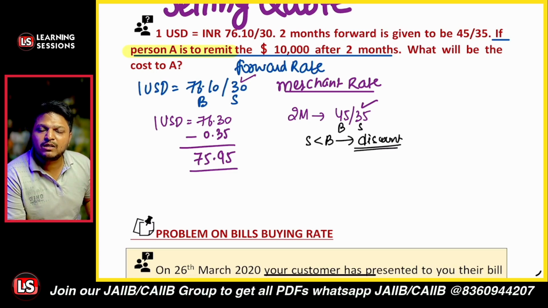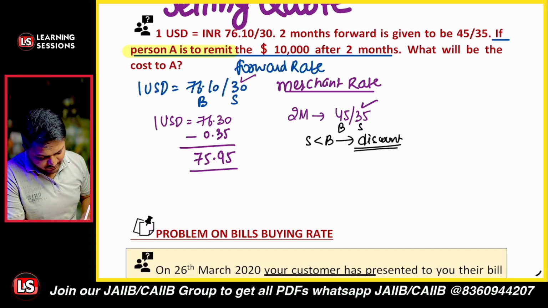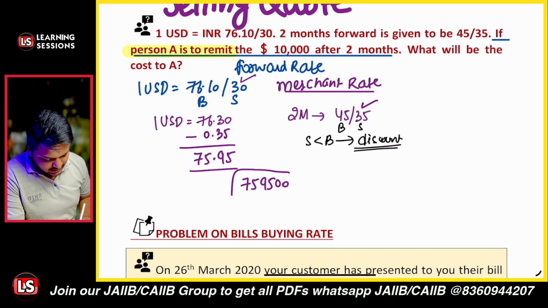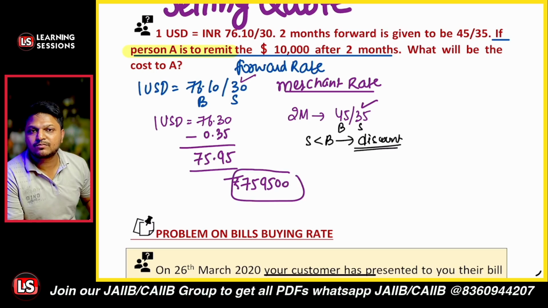And what amount will be debited to the customer's account? It is 75.95 multiplied by 10,000. That is 759,500. This amount will be debited to the customer's account.